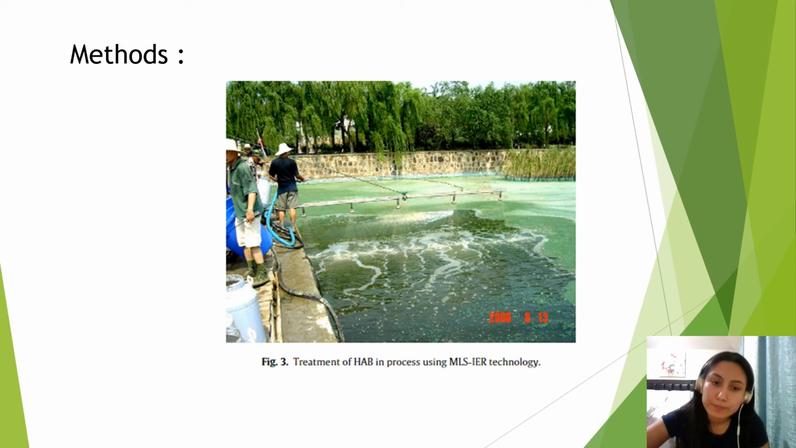So the methods. Basically, they had 2 containers where they mixed the chitosan solution with the macrophyte seeds in some lake water. And with this technology, it merged all 3 of those into one solution which they were able to spray on top of the water.